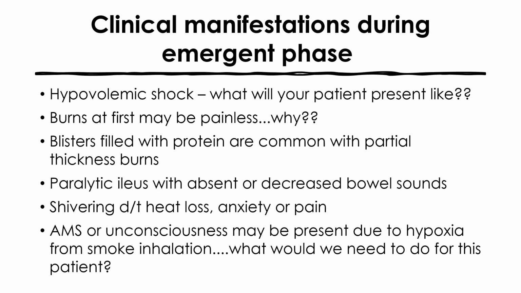What would we need to do for this patient? Definitely assess CAB, okay? Circulation, airway, breathing. Possibly need ventilation, a ventilator, intubation. Always constantly assessing the airway, maintaining a patent airway.